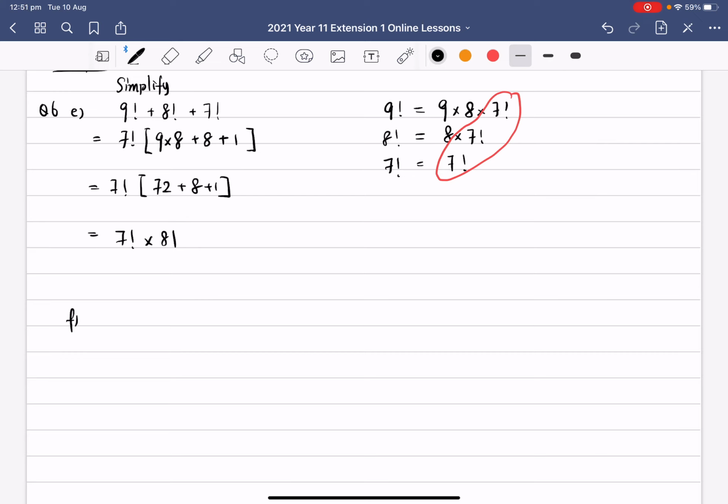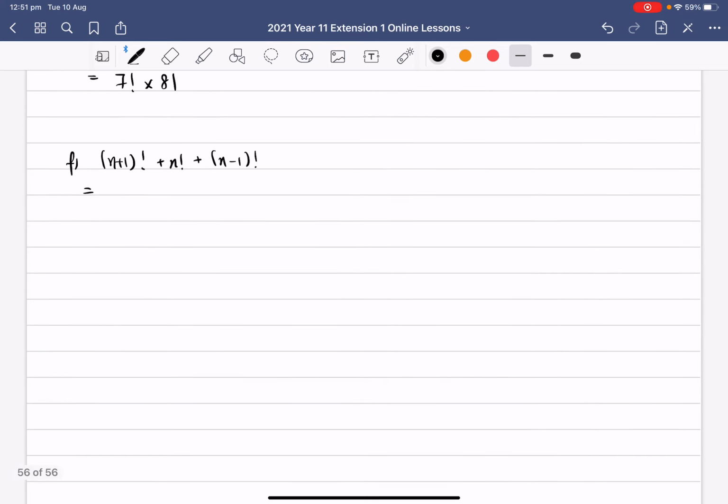All right, question F. n plus 1 factorial plus n factorial plus n minus 1 factorial. All right, so how do we simplify this one here? Okay, we need to take the common factors. Again, we usually just take the common factor with a lower term. So n plus 1 factorial is bigger than n factorial, and n factorial is bigger than n minus 1 factorial. All right, so we can take n minus 1 factorial out.